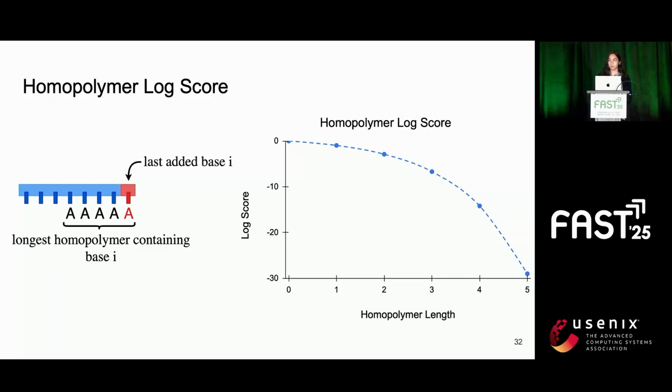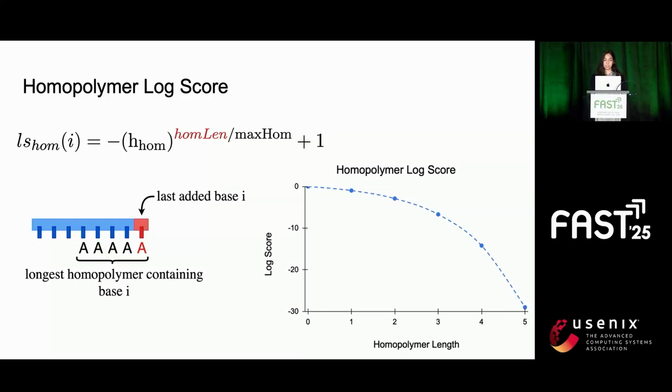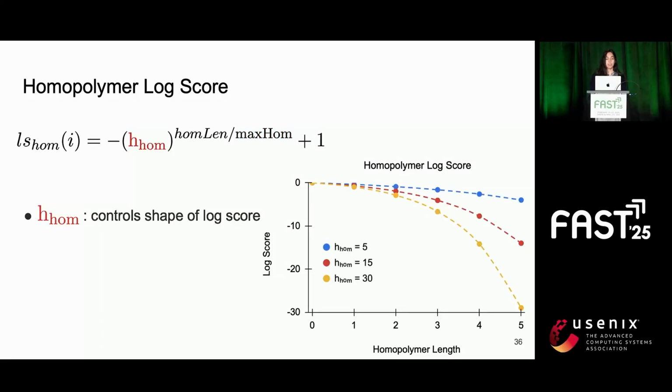Now, the equation that we found, which has this kind of shape that we are wanting, is the following. This equation takes into account the current homopolymer length. So in our example here, it's a homopolymer of length 5. And then it also takes into account the constraint given by the user, so what is the maximal allowed homopolymer, which ensures having fewer errors in our sequence, as well as a hyperparameter, which controls the shape of our curve, because we're not really sure what our log score should look like. So this is a hyperparameter which can be tuned to optimize the output for each use case.